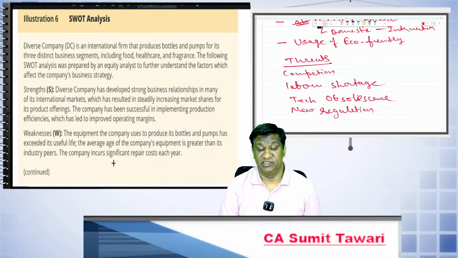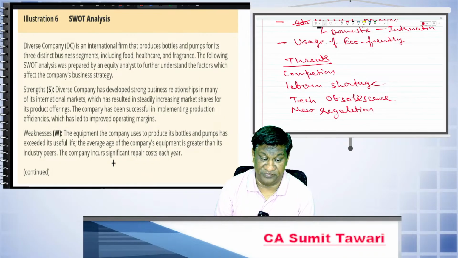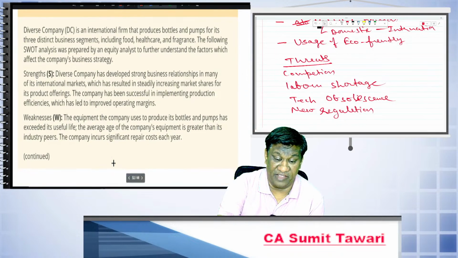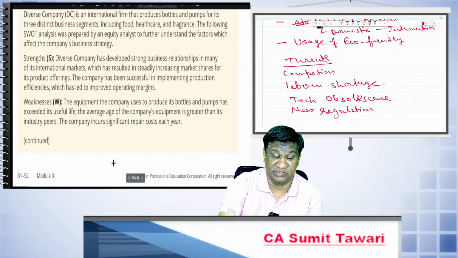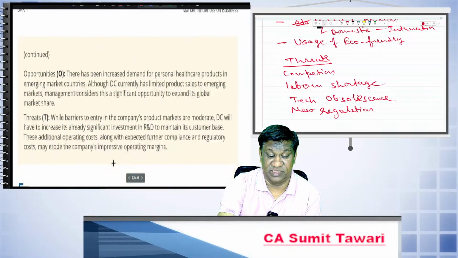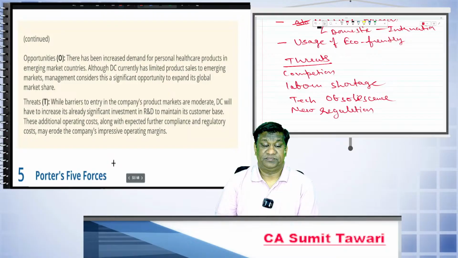So these are basically the strengths which Diverse Company developed. Weaknesses: the equipment the company uses to produce its bottles and pumps has exceeded its useful life. The average age of the company's equipment is greater than its industry peers. The company incurs significant repair costs each year. So these are basically the weaknesses.